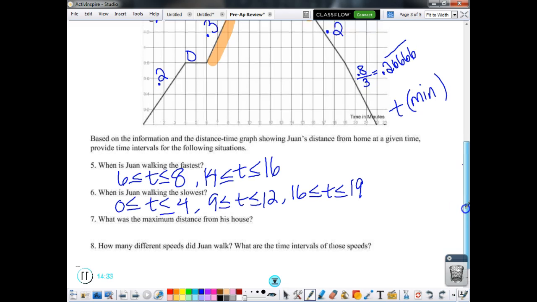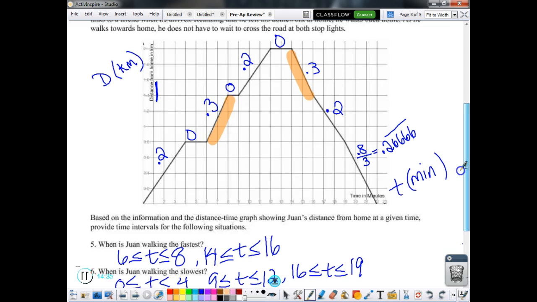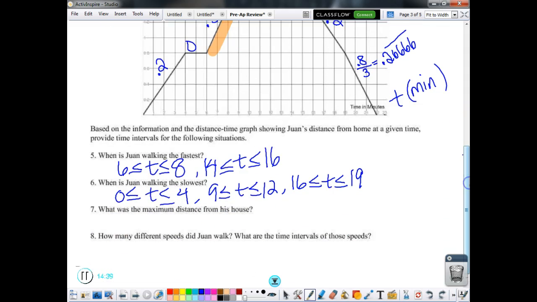Okay, what was the maximum distance he reached from his house? 2 kilometers, right? The maximum is 2 kilometers. Make sure you include your units.